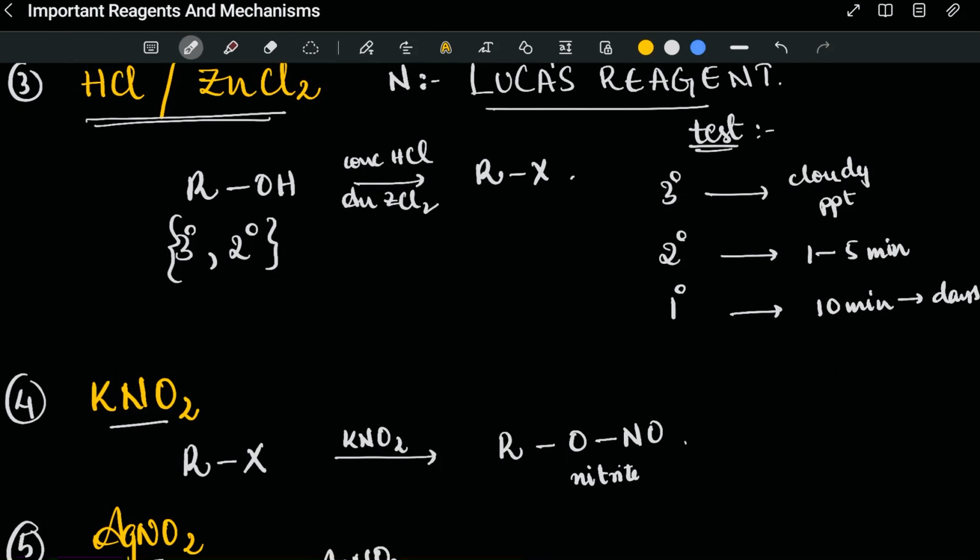If the unknown one is secondary alcohol and we add concentrated HCl and anhydrous ZnCl2, then a cloudy precipitate is formed in 1 to 5 minutes or 5 to 10 minutes. If the unknown is primary alcohol, then the reaction might take from 10 minutes to never. It might take even several days. That's how we can differentiate primary, secondary, and tertiary alcohols. This is called Lucas test, and this is Lucas reagent.